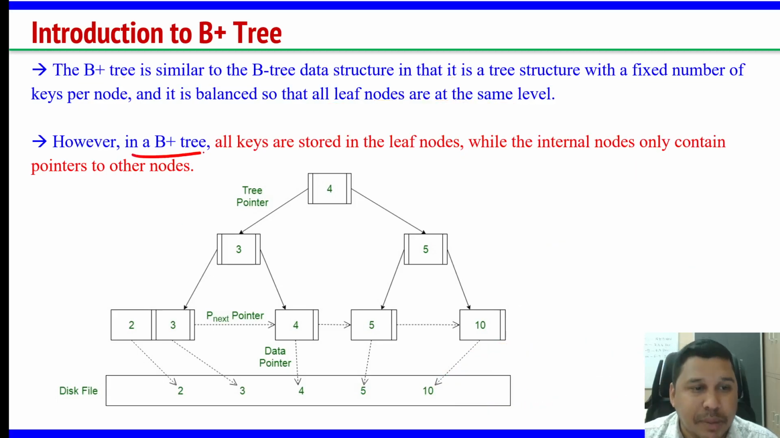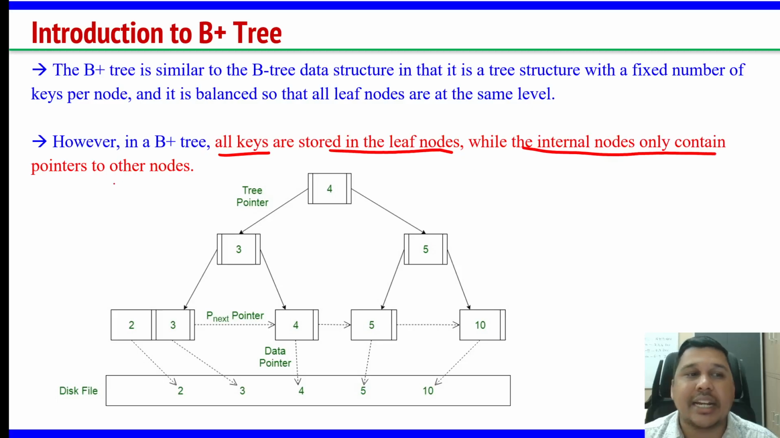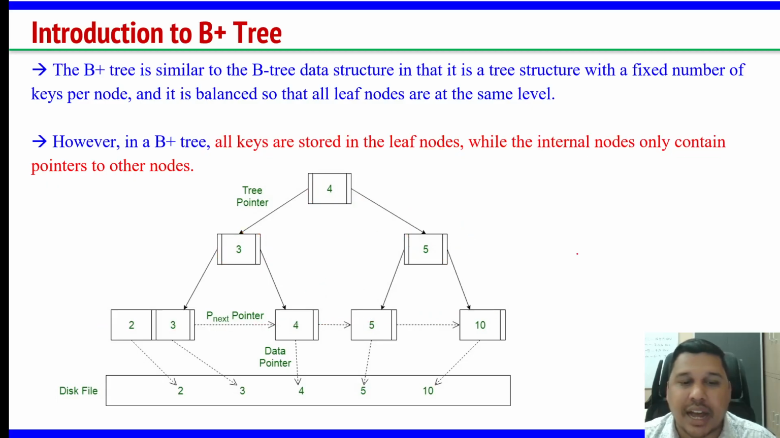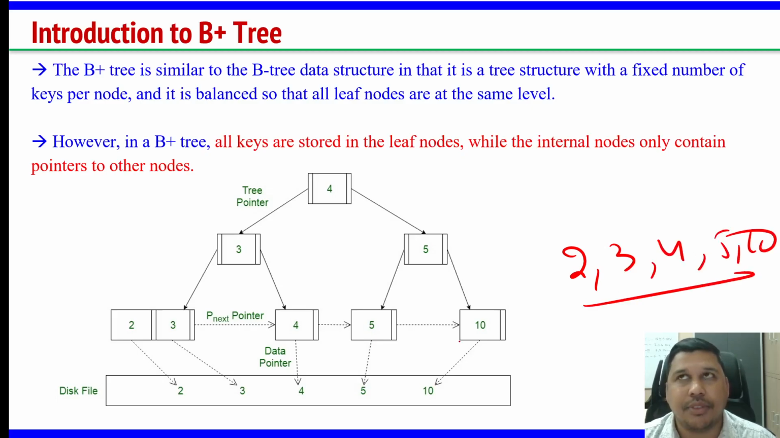Whereas, in a B plus tree, all keys are stored in leaf nodes, while the internal nodes only contain pointers to other nodes. So, these will contain only the pointers. The actual elements are 2, 3, 4, 5 and 10 in that tree. All keys are stored in the leaf nodes here.